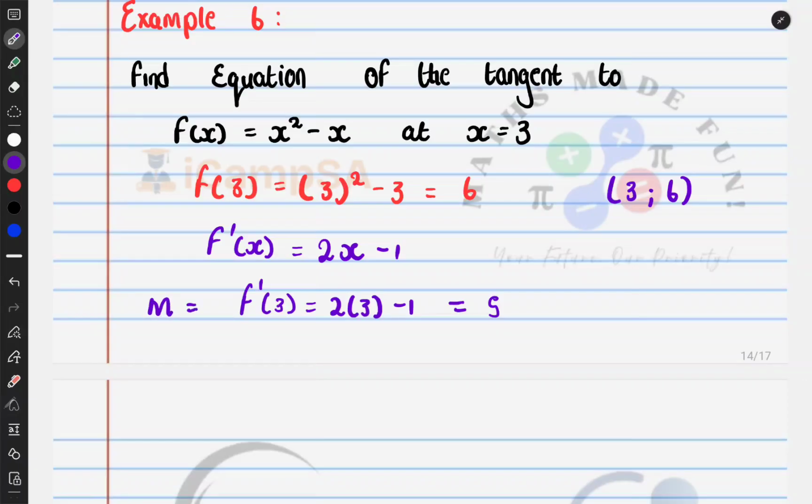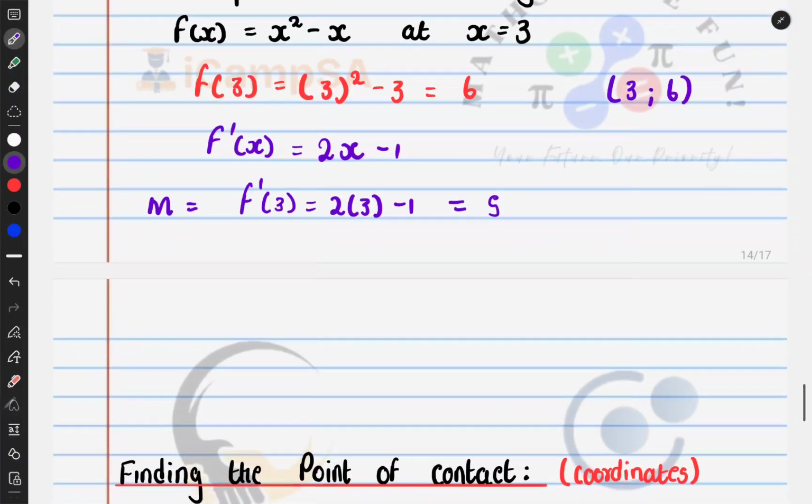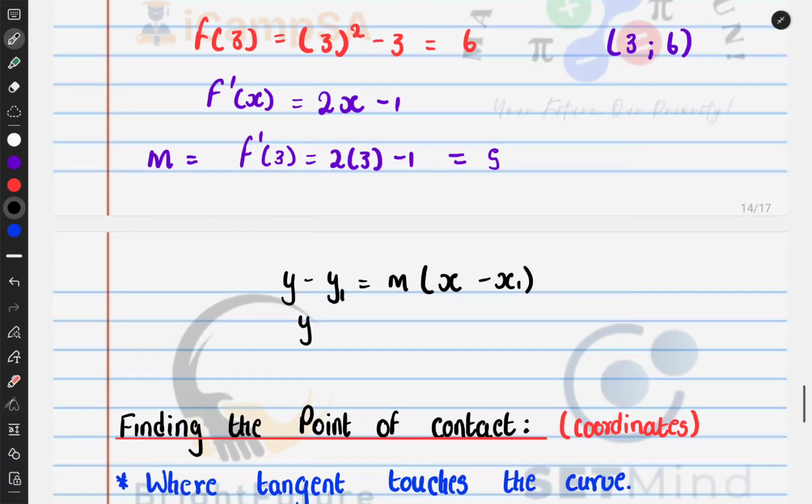I can say m is equal to the gradient, and then from there let's determine the equation of the tangent at this point. At x is equal to 3, we're going to have y minus y1 is equal to m times x minus x1. Okay, what is y1?